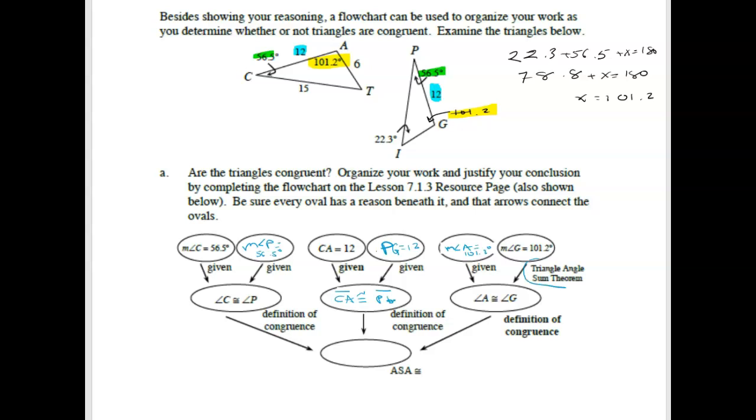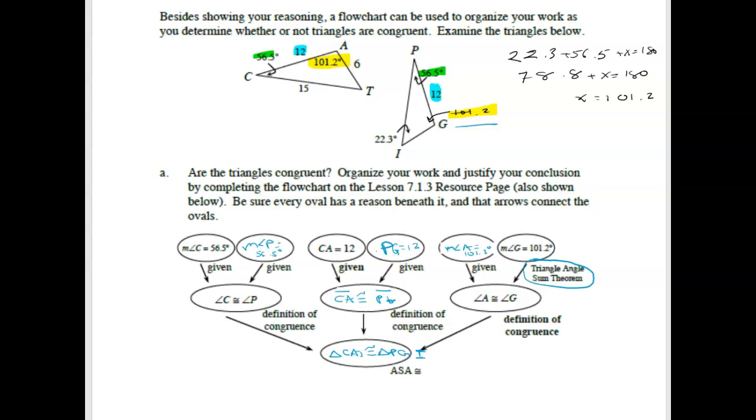Notice here, we didn't write given information because technically I did not give that to you. We had to find it. How did we find that? We used our theorem, the triangle angle sum theorem. Again, angle A is congruent to angle G. Why? Definition of congruence. So then, final statement, we get to say that one triangle, and again, I just pick whatever letters I want to start with, so CAT. So C goes with P, A is going to go with G, and then T goes with the letter I.